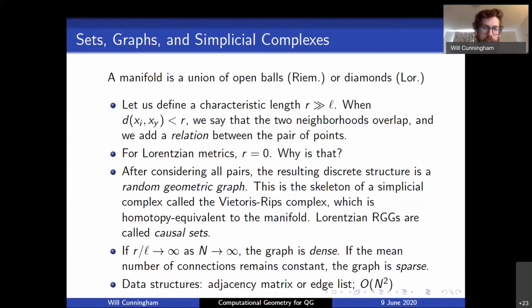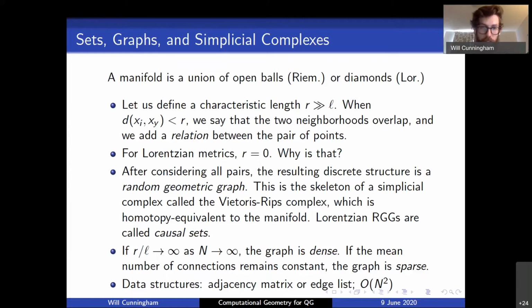So after considering all pairs, the resulting discrete structure is going to be what's called a random geometric graph. This is the standard way to discretize a geometric manifold. In particular, this object is important because it is what's called the skeleton of a simplicial complex, in particular the Vietoris-Rips complex, and it has been shown that this object is homotopy equivalent to the manifold, meaning it contains all of the properties up to some diffeomorphism of the original manifold. So these objects are really interesting to study.